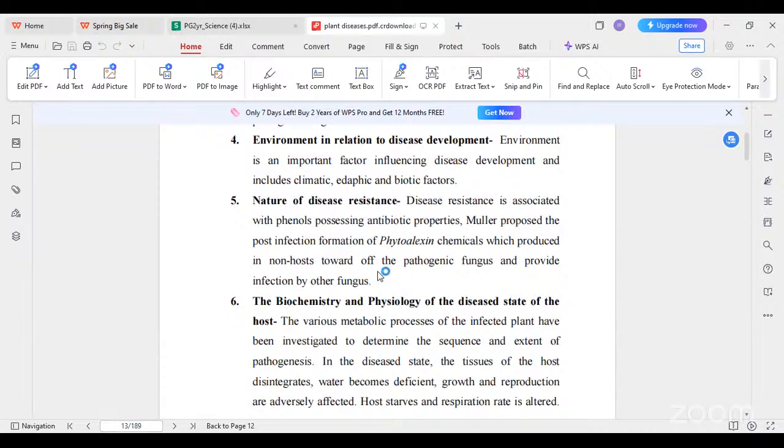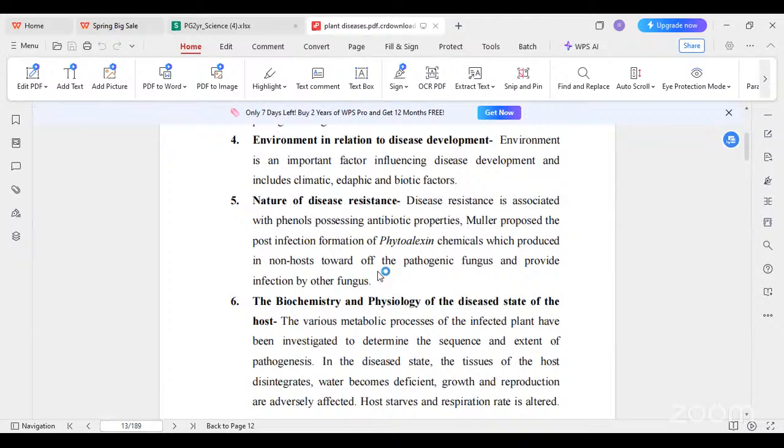Next, the fifth one, nature of disease resistance. Disease resistance is associated with phenols possessing antibiotic properties. Muller proposed the post-infection formation of phytoalexins, chemicals which are produced in the host towards the pathogenic fungus and provide protection from infection by other fungi.